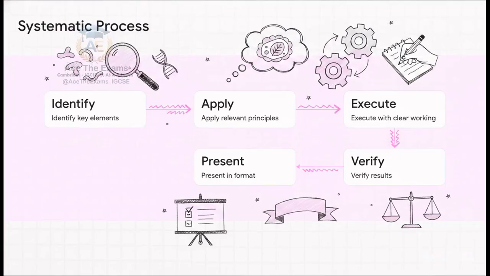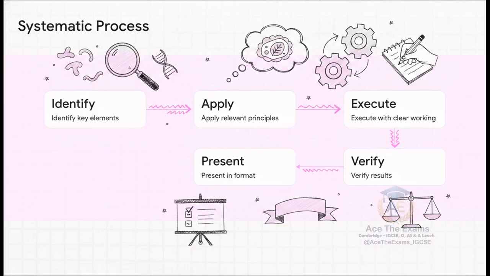Complex data analysis really shouldn't cause panic. It just requires a structured, step-by-step procedural framework to secure what we call method marks. Honestly, method marks are your absolute best friend. They are points awarded for your process, even if your final answer is slightly off. This standardized sequence you're looking at is your safety net. Step 1, identify the key elements. Is the cell modeled as a perfect cube? Step 2, apply the relevant biological principles. Step 3, execute your analysis with very clear working.